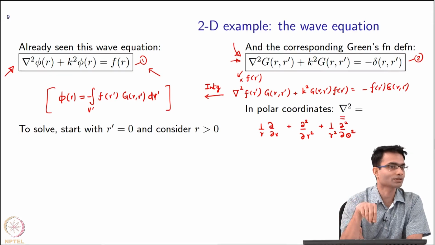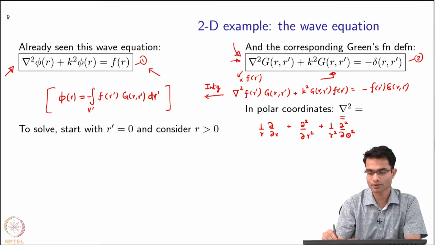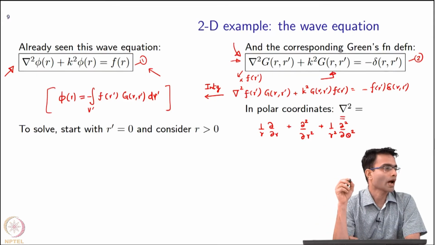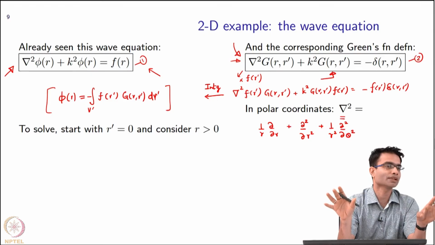So, what is another simplifying assumption we could make? Let us try to interpret this equation a little bit physically. I have a left hand side which is some operator and the right hand side is an impulse placed at which point?